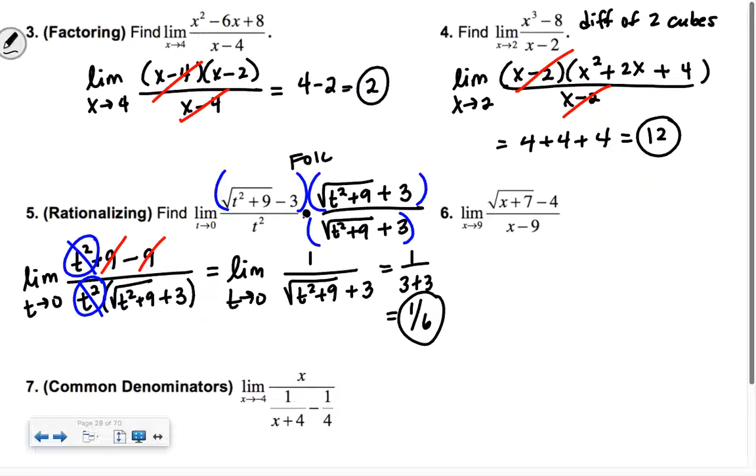Okay, I'm going to do these next two. So this next one, I'm going to multiply by the conjugate. I'll just set it up. And I leave this x minus 9 part as factored. Actually, maybe I should do this one. It's kind of tricky.